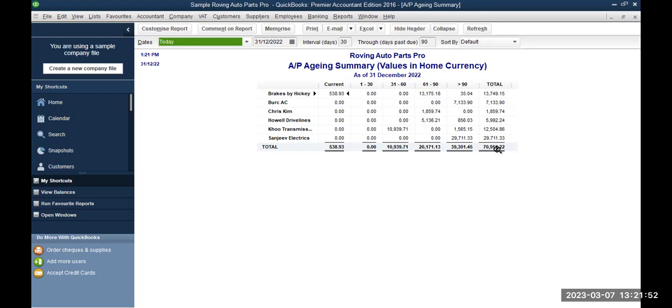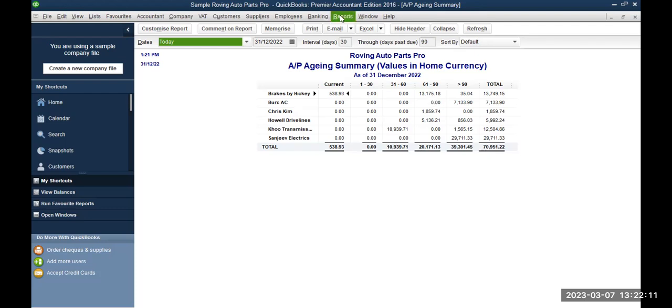In terms of your cash flow management, you might opt to pay the ones that have the older bills, followed by the ones that are not so old, depending on your payment terms agreement with your supplier.